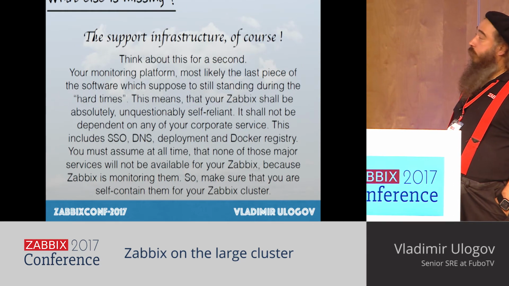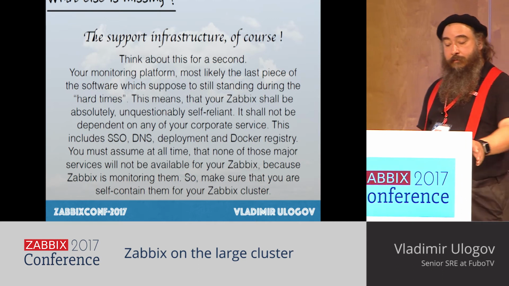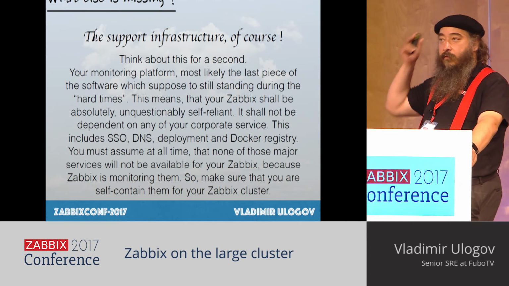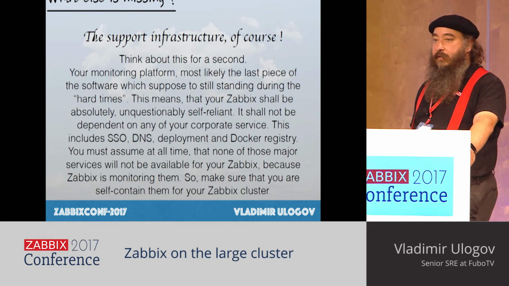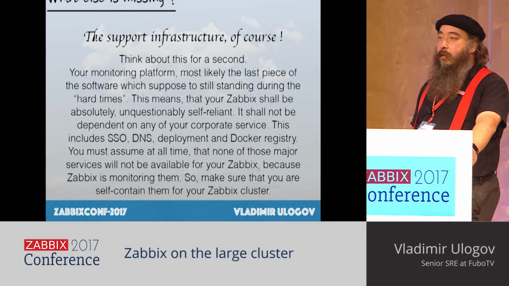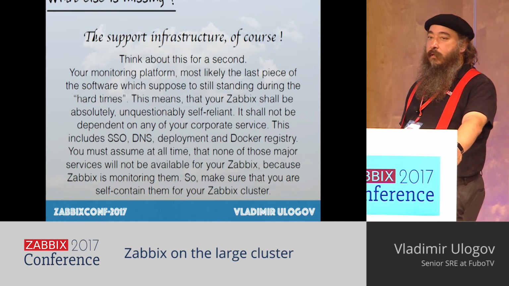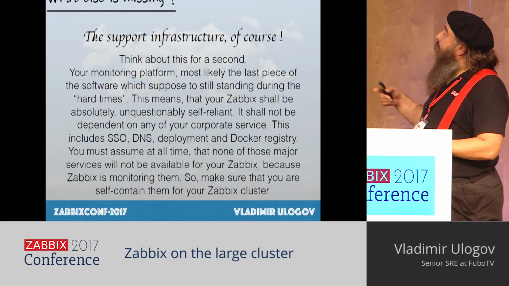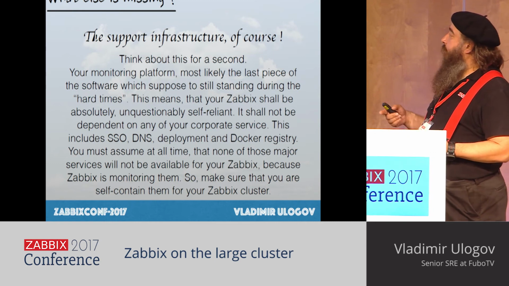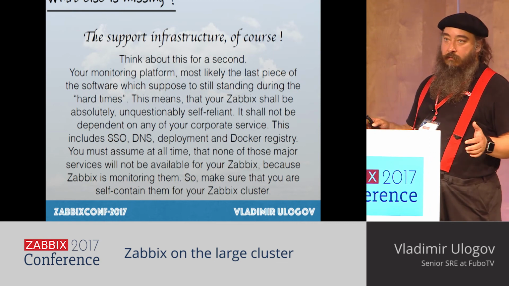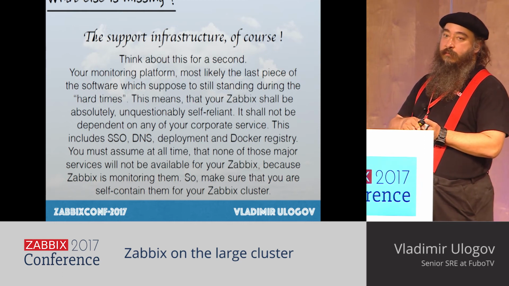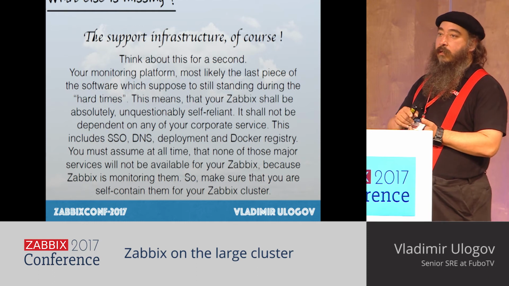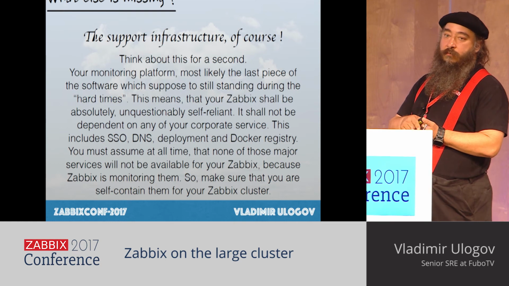And support infrastructure, of course. Think about this. Zabbix is the last piece of your kingdom, which is supposed to go down in case of catastrophe. Everything Zabbix needs to get running, DNS, Docker repositories, everything, you need to be self-contained for your Zabbix infrastructure. Don't even think to make your Zabbix depend on other parts of your infrastructure.